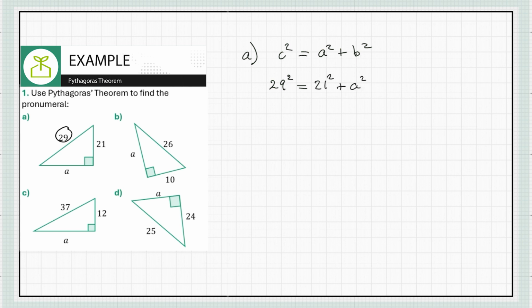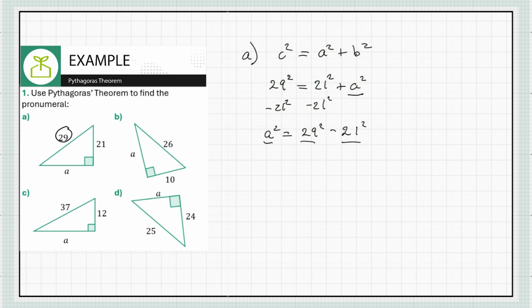Now, in this particular formula, all we need to do is make a the subject. In order to do this, if we take away 21 squared from both sides, we can rewrite this as a squared is equal to 29 squared minus 21 squared. And this is going to be our basic formula. So whenever we want to find the shorter side squared, which is going to be a squared, we just need to take away the hypotenuse squared. So hypotenuse squared minus the given side squared. Okay? It's super easy to think about.